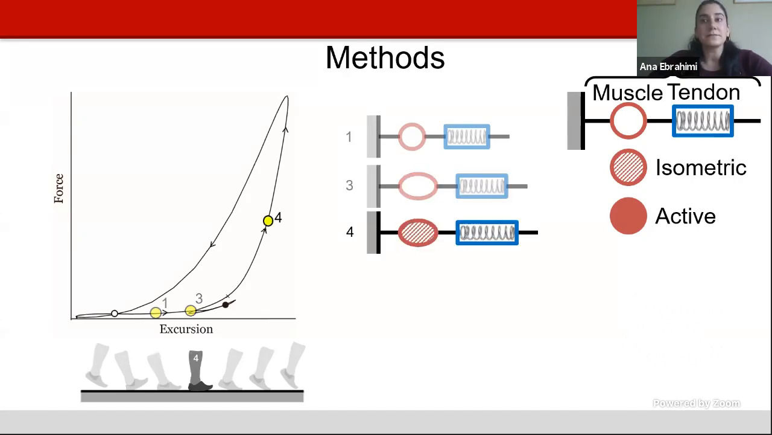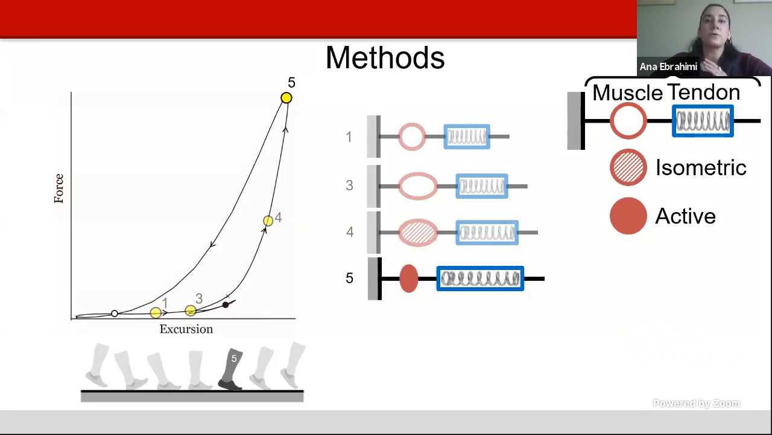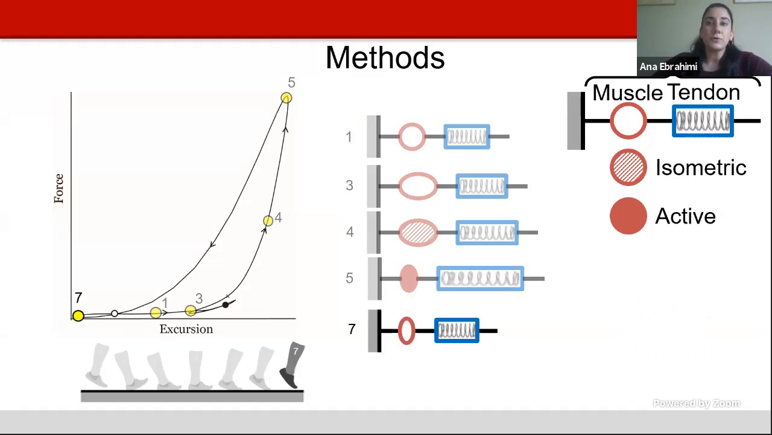From 3 to 4, the muscle is acting isometrically while the tendon is stretched. And then from point 4 to 5, the muscle is typically active while the tendon continues to stretch. At point 5, the muscle tendon unit has reached its max force, which typically coincides with its max change in length. Then from point 5 to 7, the MTU is shortening. This is where push-off occurs, and point 7 is marked as the MTU's shortest change in length, coinciding with early swing.